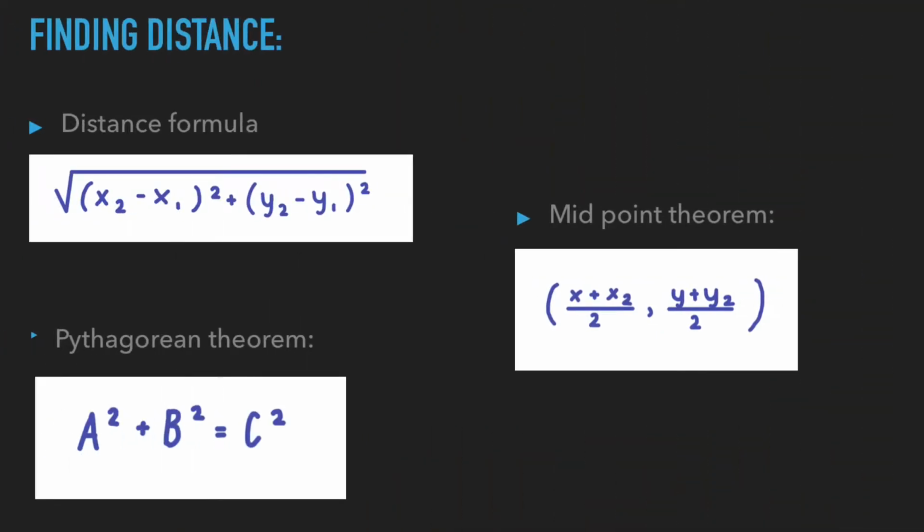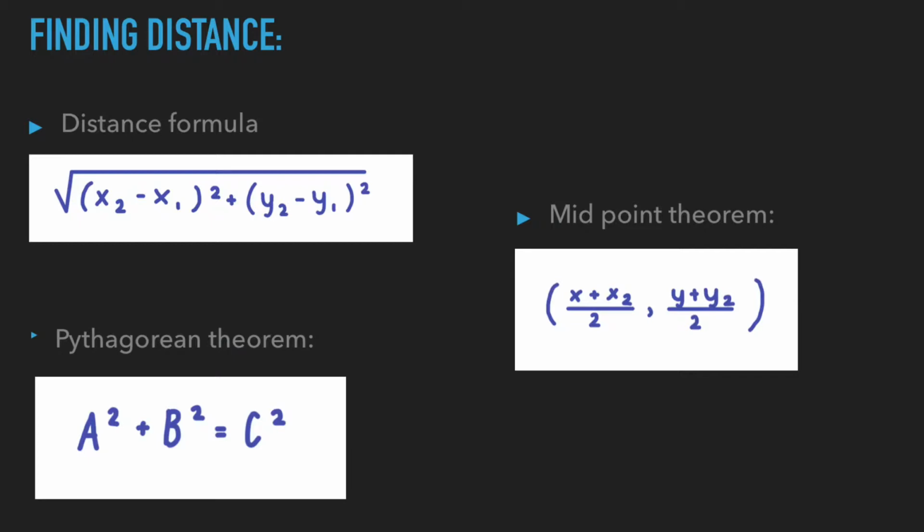To find the distance of something, you can either use the Pythagorean theorem or the distance formula. The Pythagorean theorem is a squared plus b squared equals c squared, and the distance formula is the square root of (x2 minus x1) squared plus (y2 minus y1) squared.